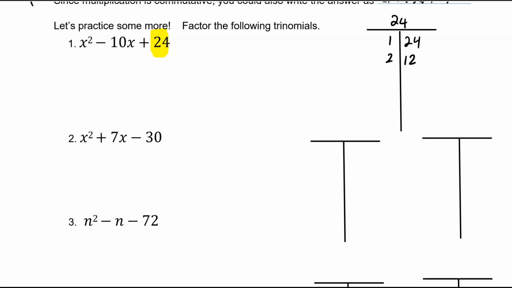So say it with me. All the factors you think for 24 are what? 3 and 8. And you can use your calculator, right? So 24 divided by 3. 24 divided by 4. 4 and 6. Are there any other factors?